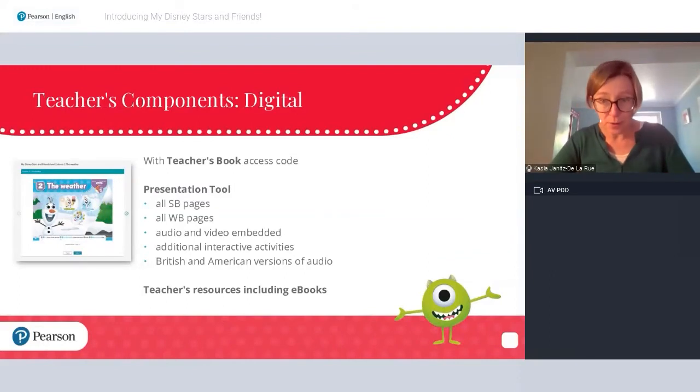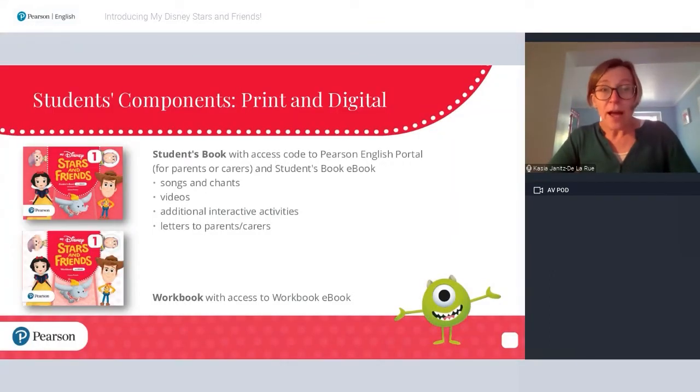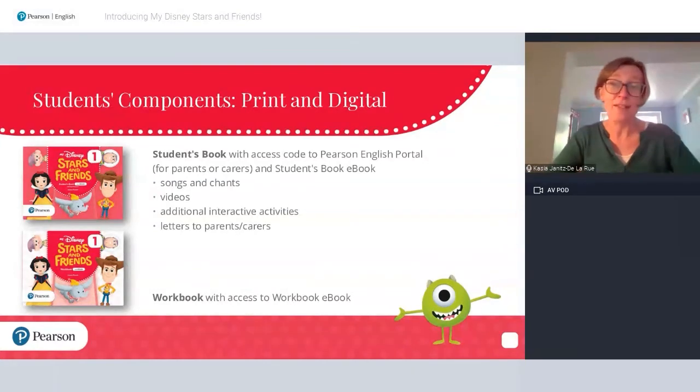So that's the teacher's components. And we also have, of course, for students, a student book and a workbook, both of which come with a code. And the code for the student's book gives you access to the student's book ebook, but also resources aimed at parents or carers, which allow parents or carers to have some more fun with English language at home. And the workbook includes an access code to the workbook ebook. So these are the components of the course.